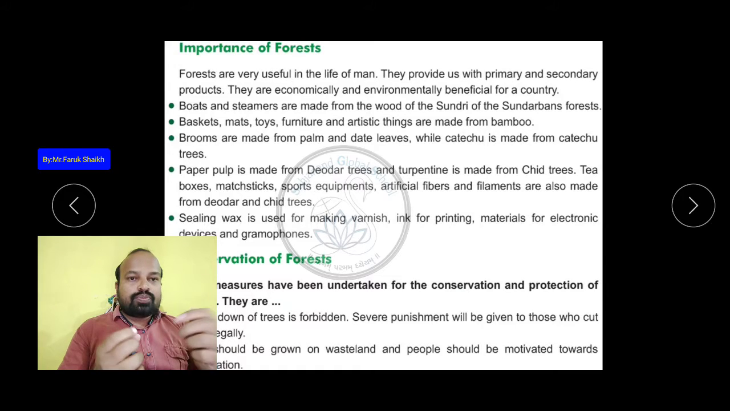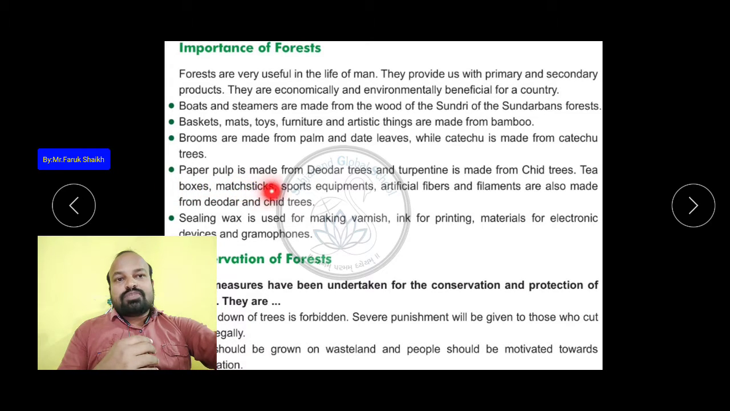Okay, and the brooms, what is called the brooms, that we are using to sweep rooms, premises, whatever. And the brooms are made from the palms and the date leaves, from the leaves of the palm and from the date these brooms are made. And katechu is made from the katechu trees. Katechu, okay, in the paan that people are eating, this is what makes the paan red. It is called the katechu. In Gujarati it is called the katho.